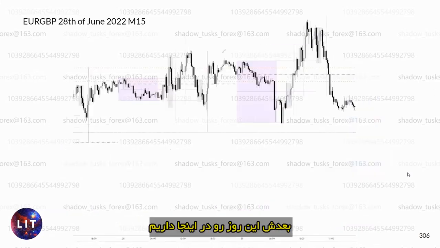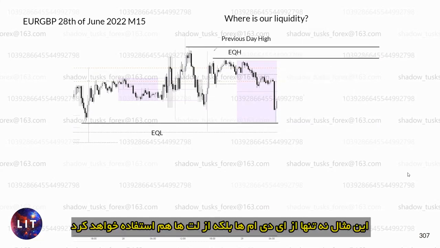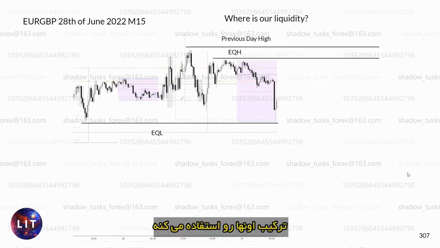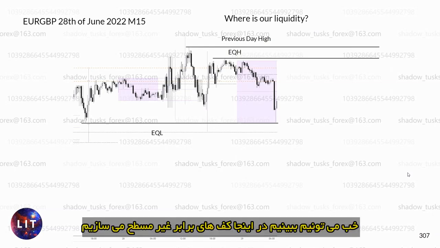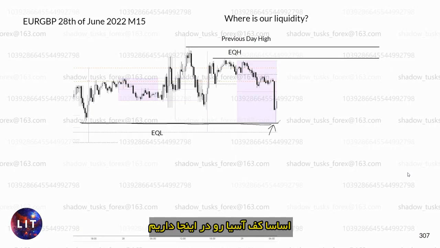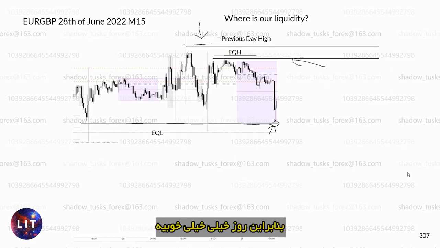Next up, we have this day here, Euro GBP on the 28th of June. This is a very, very nice day. So let's go into it a little bit. Right, this is going to use not just EDMs, but also LETs. It's going to use it in combination. So we can see here, we build some rough equal lows. Mainly we've got Asia low here, right? And then we also have equal highs and the previous day high. So very nice, very nice.